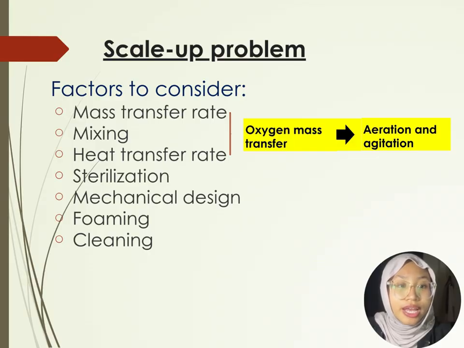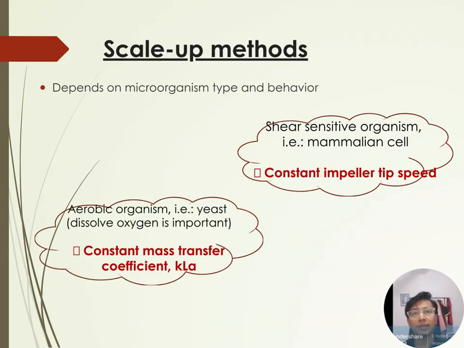Therefore, aeration and agitation systems are commonly optimized during scale-up to improve oxygen transfer efficiency throughout the bioreactor. In summary, reactor scale-up presents many challenges because the physical conditions change as reactor size increases. Therefore, factors such as oxygen transfer, mixing, heat transfer, sterilization, mechanical design, foaming, and cleaning must be carefully controlled to ensure successful large-scale fermentation. Now we go to the scale-up methods.